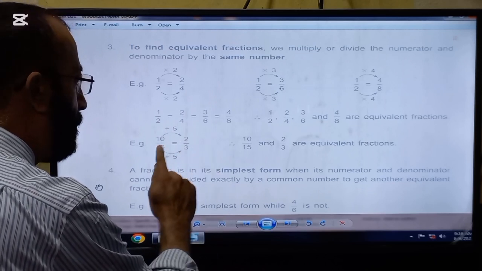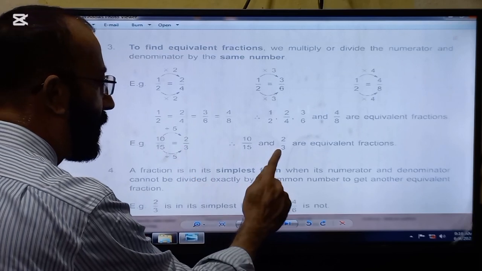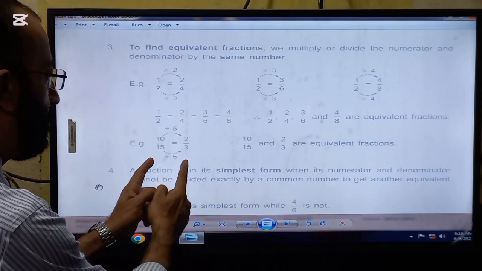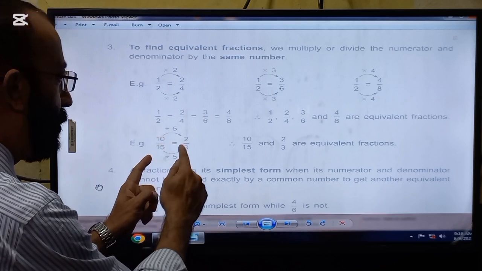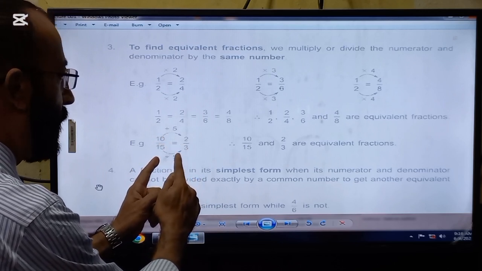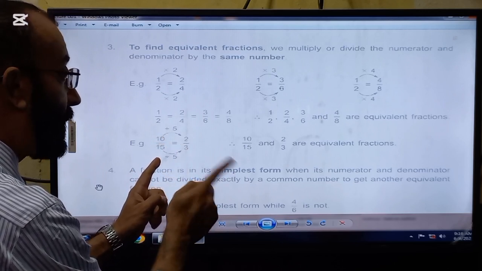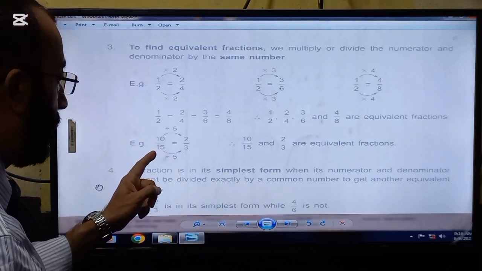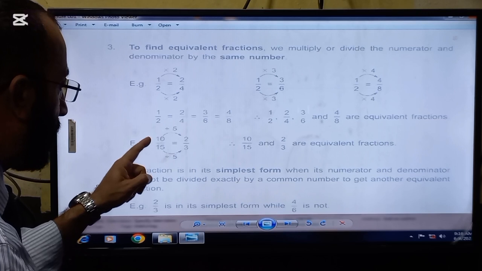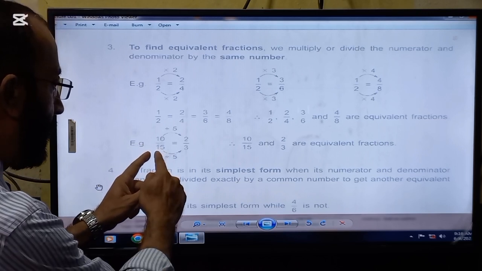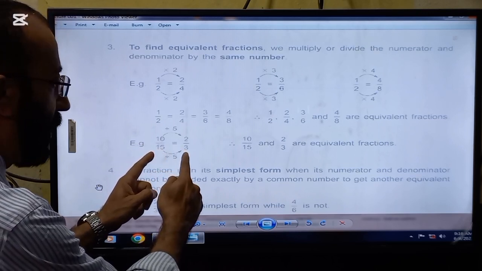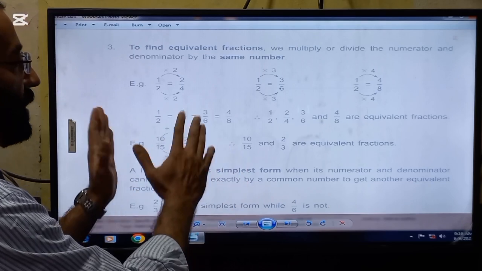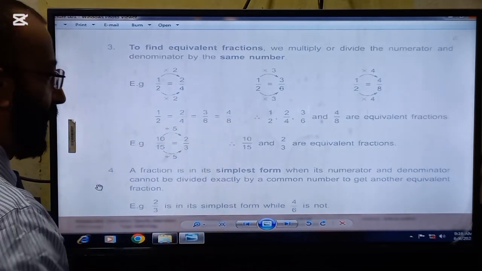So it means 10 by 15 and 2 by 3 are also equivalent fractions because these two fractions have different values in the numerator and denominator, but these fractions have the same value, because when this fraction is cancelled in the table of 5, so 5 2s are 10 and 5 3s are 15, this fraction will also have a value of 2 by 3. So this is the method we can find the equivalent fractions.